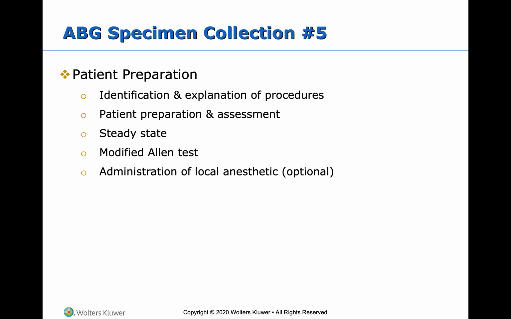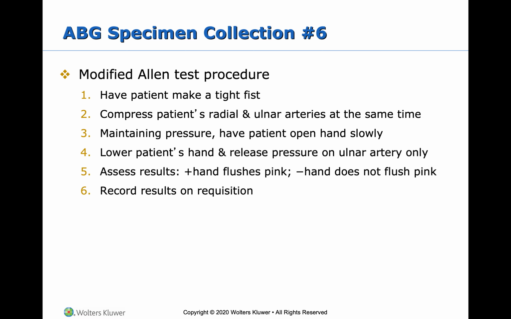The modified Allen test, which I talked about, is a test in order to check for collateral circulation. Remember what collateral circulation is? It means that there's blood supply from more than one artery. And then administration of your local anesthetic, which is optional.